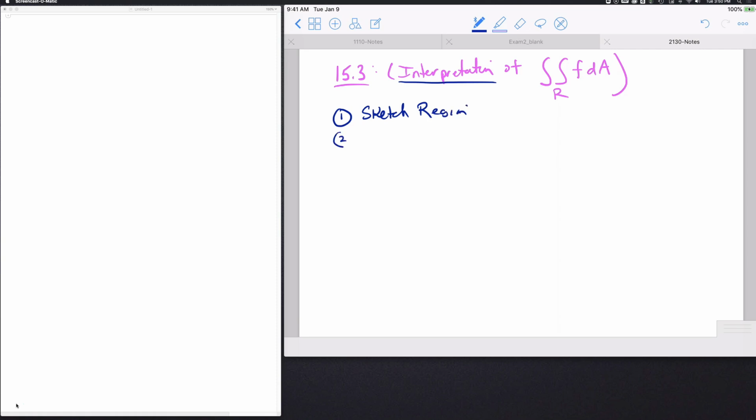We know that sketching the region leads to the setup of the double integral. The main thing you're thinking about in the setup phase is, do you want to do a dy dx problem versus a dx dy problem? And then there is the evaluation step of the integral.